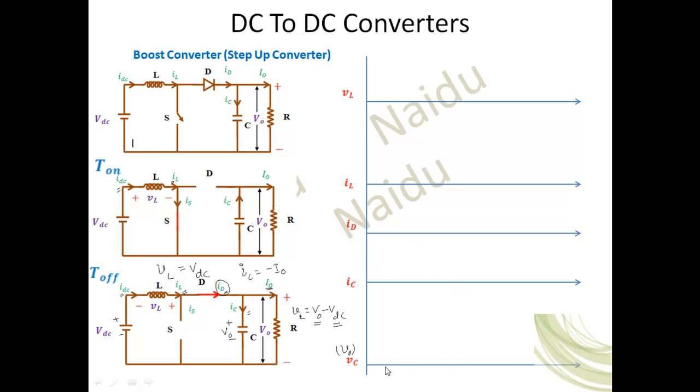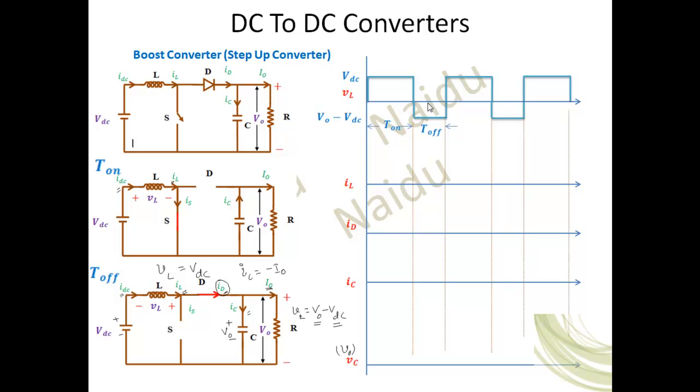Now as we already discussed, during T-on, VL is nothing but VDC. So during the on duration of the switch T-on, you can see the voltage across the inductor is VDC. Likewise during T-off, the voltage across the inductor is V0 minus VDC. Okay, this is V0 minus VDC. Like that, if you turn on and turn off the switch, this will be the inductor voltage.